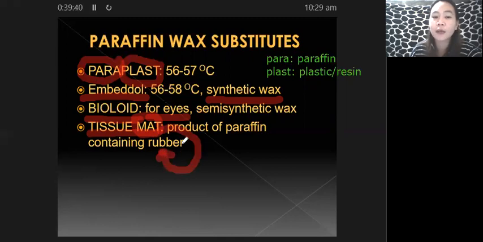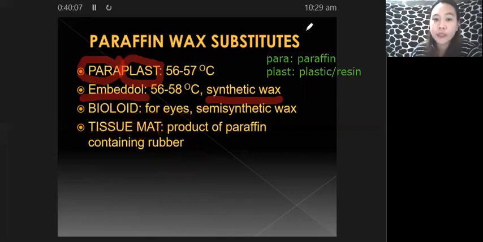Okay, so this is a product of paraffin that contains rubber. So the elasticity or the resilience that is associated with your Tissue Mat is because of your rubber. In Paraplast, the resilience and elasticity of the medium is due to the presence of your plastic. In Tissue Mat, it's because of the presence of your rubber. Okay?